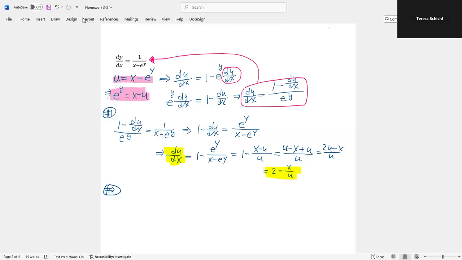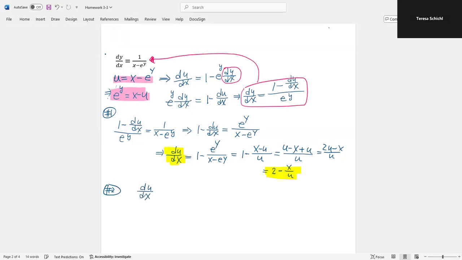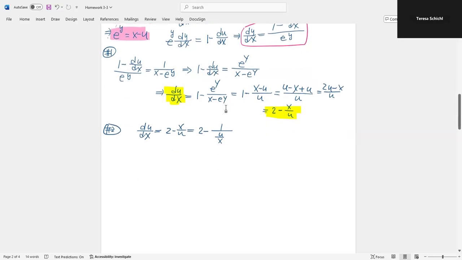So 2 minus x/u, well, it's still not very helpful. So I'm going to do another substitution here. So du/dx is equal to 2 minus x over u. Here I will rewrite it as 2 minus 1 over (u over x). Now you will see why I want to do that.